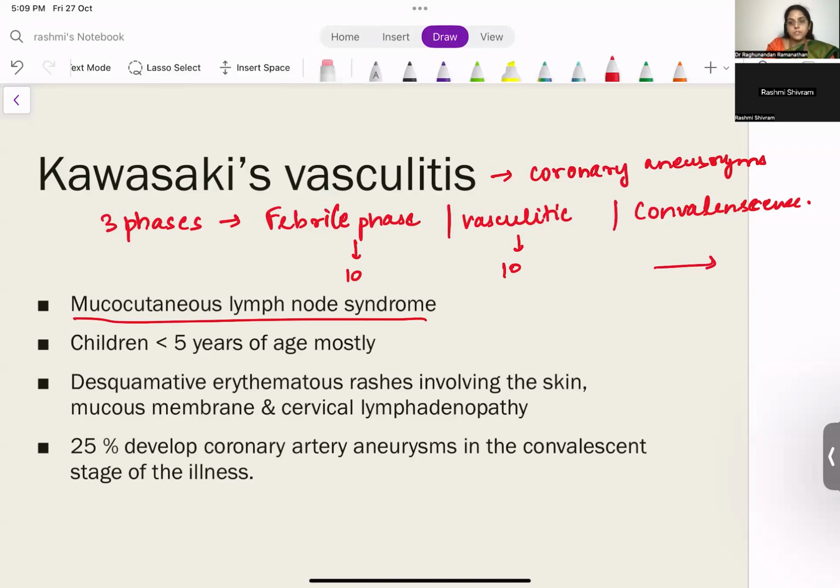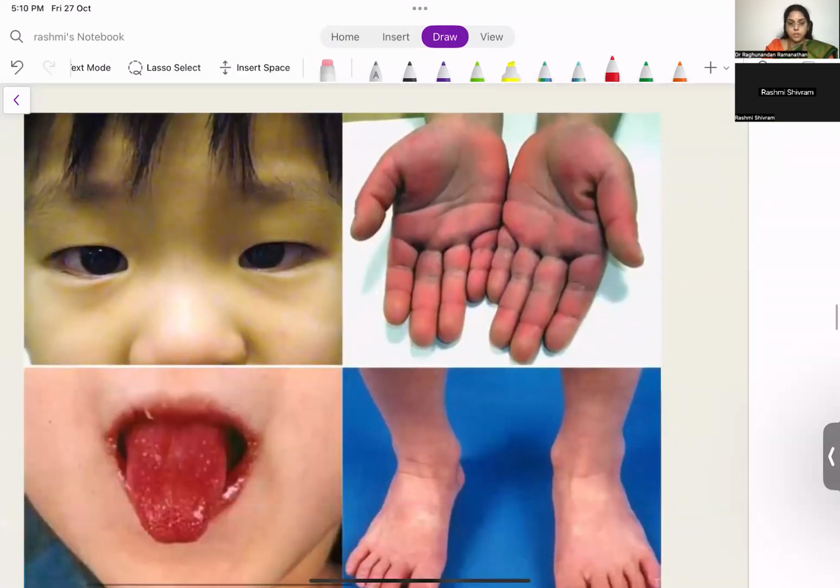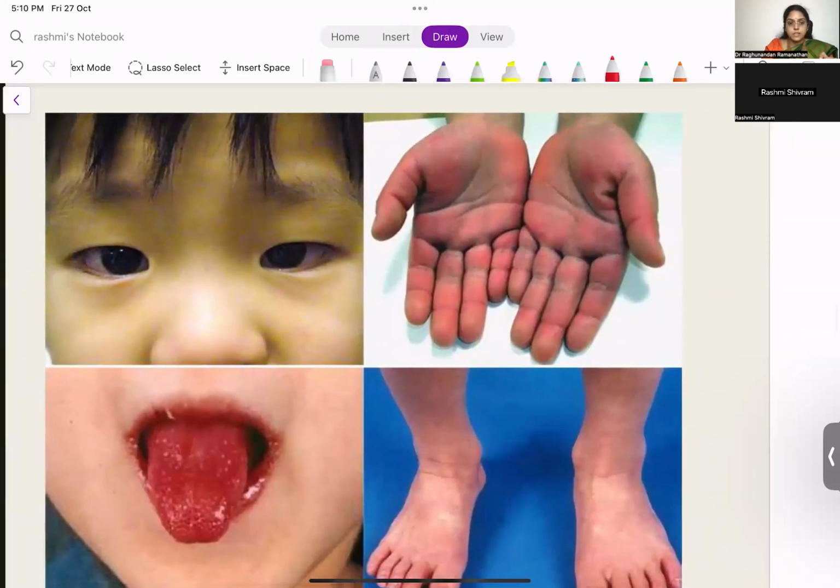During the convalescence, what will happen? These coronary aneurysms will form. And it is a dreaded complication. The patient can die because of these. So it is a very drastic disease which needs to be treated immediately. Let us see some pictures of this Kawasaki disease.